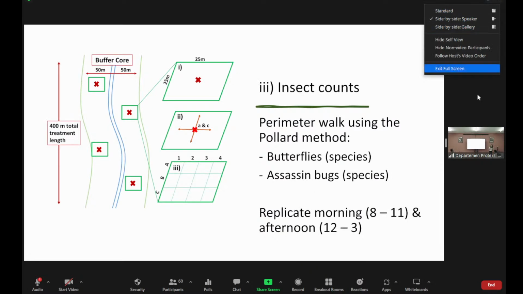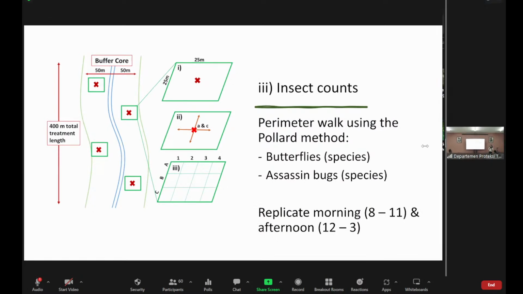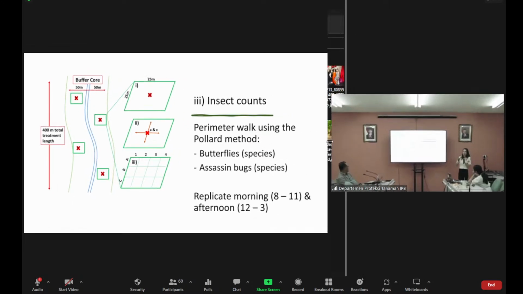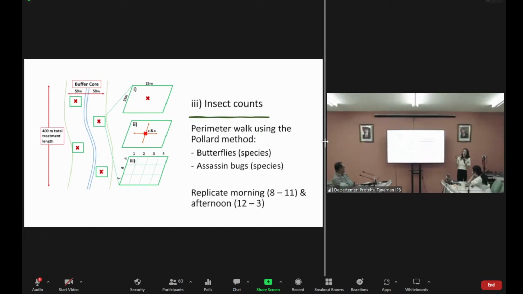Now, one thing that I was interested in was seeing if in this short space of time, has the restoration already led to noticeable differences in the habitat selection behavior by insects? So I concentrated on butterflies, and I also did a density count of assassin bugs whilst I was doing this survey. So we followed the pollard method, in which you walk a transect and note all the butterflies. And we did a perimeter walk of the subvegetative plot, so it was 25 by 25 meters.